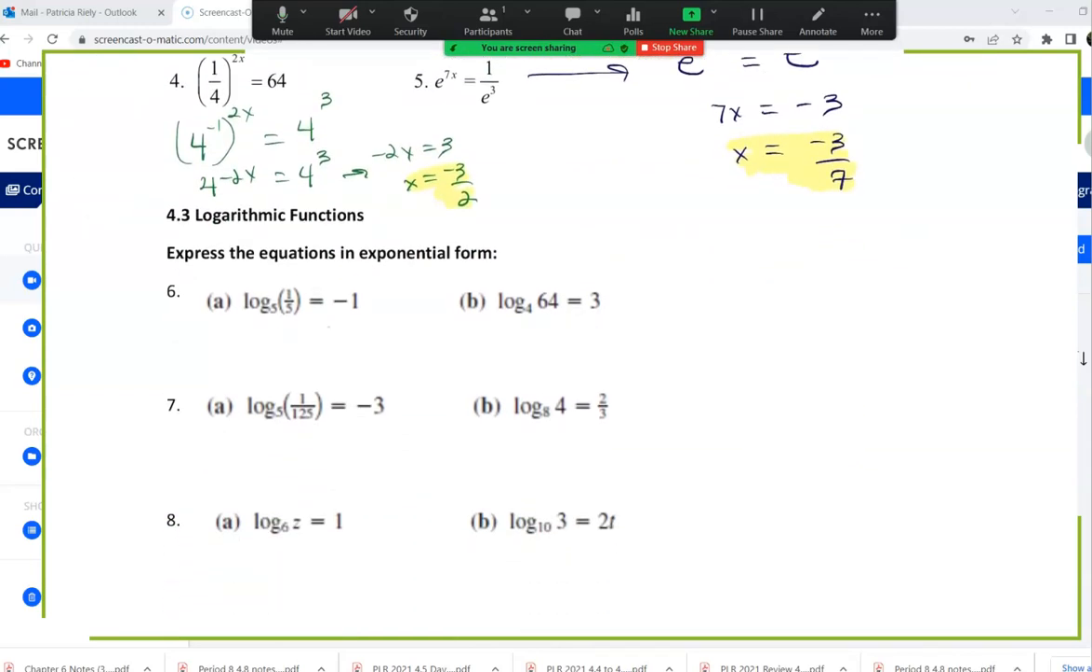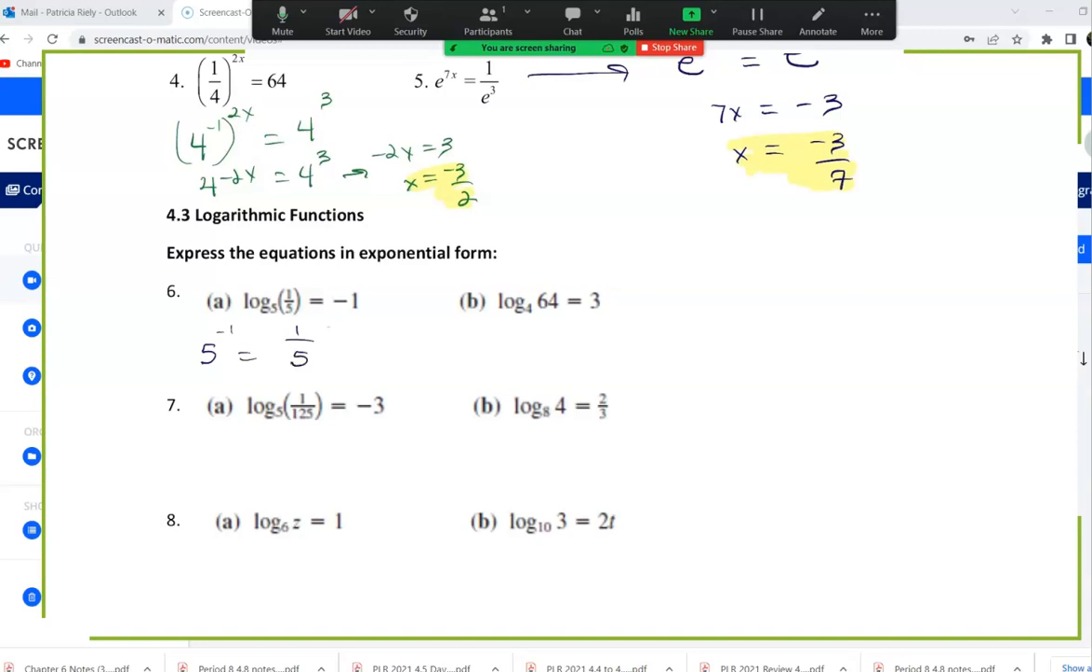They're just saying to express for equations in exponential form. So these are in log forms. So to change it to exponential form, find your base. So for A, my base is 5. Logs equal exponents. So my exponent is -1. And this equals 1/5. And I'm done.